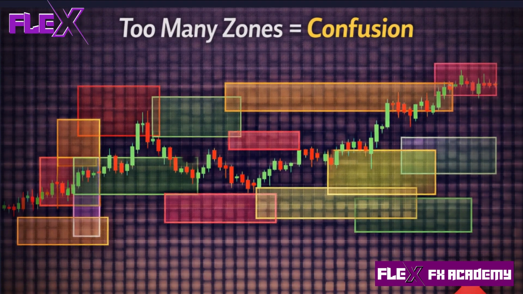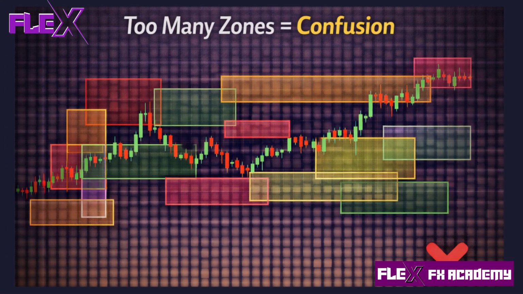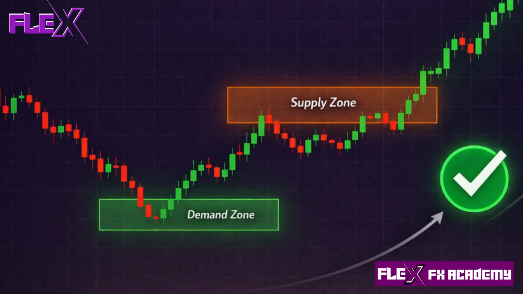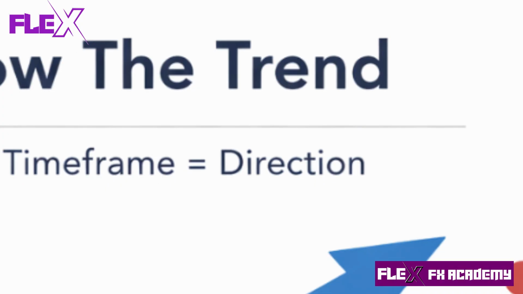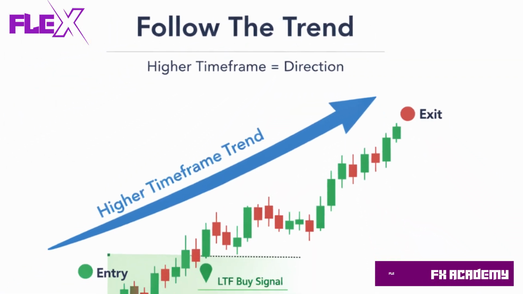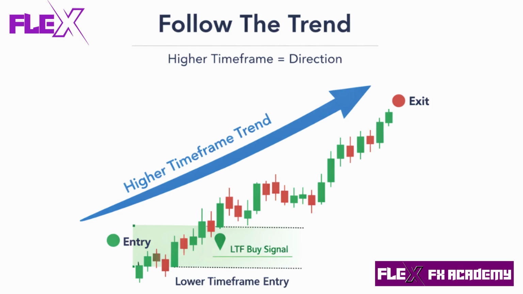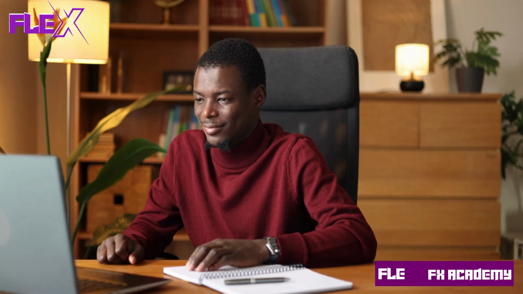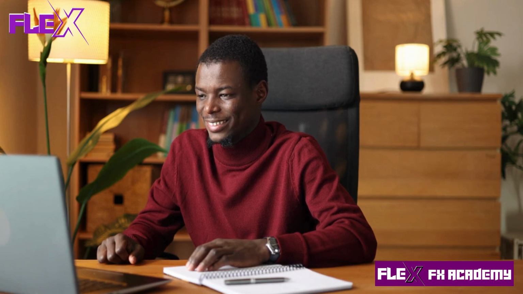Another mistake beginners make is marking too many zones. Not every zone is valid. Focus only on the strongest zones, the ones with the explosive moves. Quality over quantity always. Always trade in the direction of the higher time frames. If it is bullish, focus on demand zones. If it is bearish, focus on supply zones. So to summarize, find the strong move, identify the base, mark your zones, and then wait for price to return. It is simple but very powerful. If you master this, your trading will completely change.